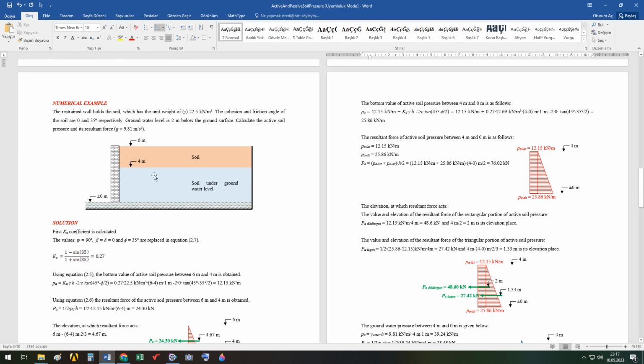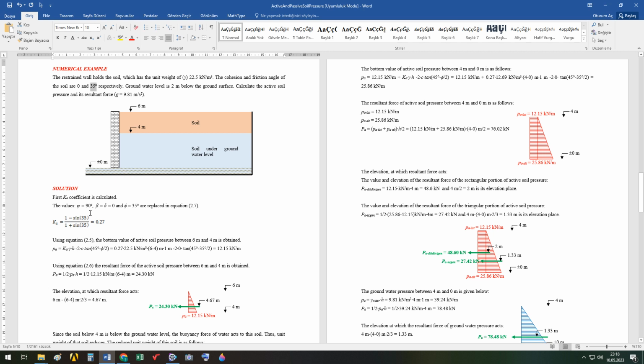So I have a numerical example here. There is a restraint wall. It holds soil, which has the unit weight of so much. The height of the soil is 6 meters, but the groundwater level starts 2 meters below the ground surface. The cohesion and friction angle of soil are given. It's cohesionless soil, so it's a granular soil. Calculate the active soil pressure and its resultant force. Assume gravitational acceleration as so much.